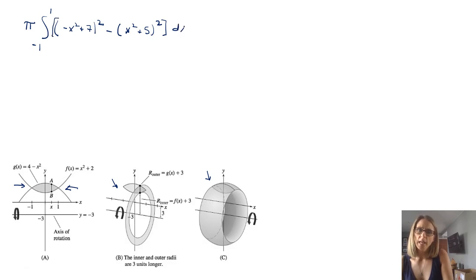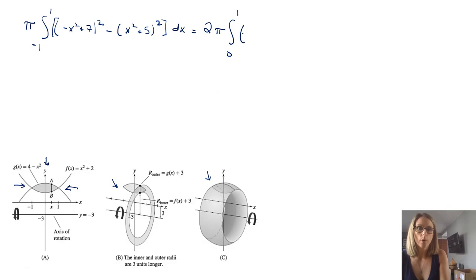Now, if anyone was thinking, hey, I feel like there was symmetry here because of the y-axis, you might notice that both of those functions are even. So if you think it might make your life easier, you could integrate from 0 to 1 and multiply your answer by 2. So that would be an option.